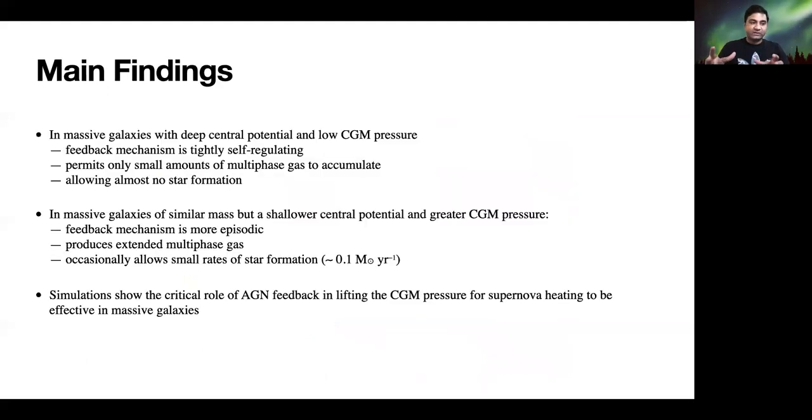So here are the main findings of our paper. What we find is in massive galaxies with deep central potential and low CGM pressure, feedback mechanism is tightly self-regulating and permits only a small amount of multi-phase gas to accumulate and no star formation. In similar mass galaxies with shallower potential, feedback mechanism is more episodic and allows for extended multi-phase gas, and there is some episodic star formation. We find that AGN feedback is critical in lifting the CGM pressure for supernova heating to be effective in massive galaxies. Please look at our paper, and if you have any questions, please email us.